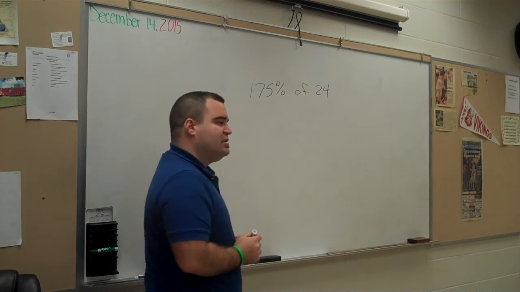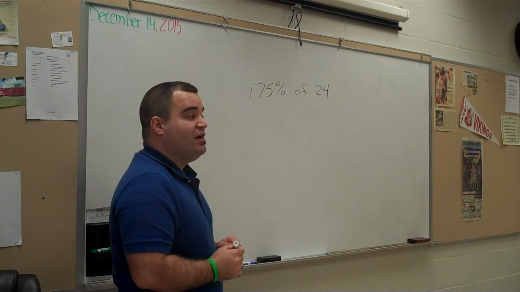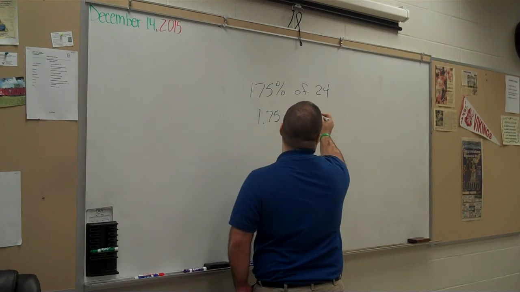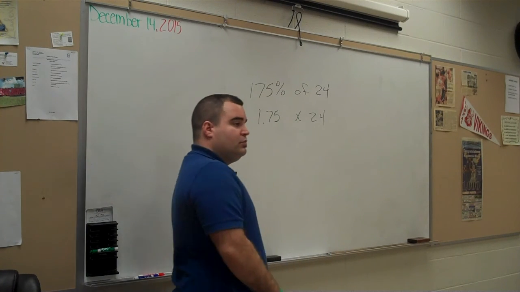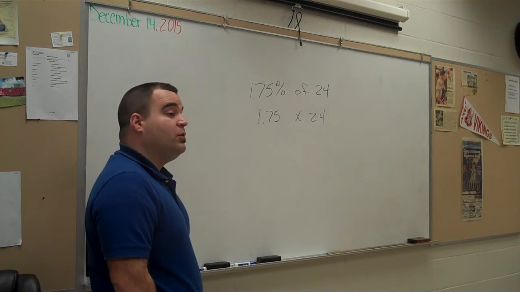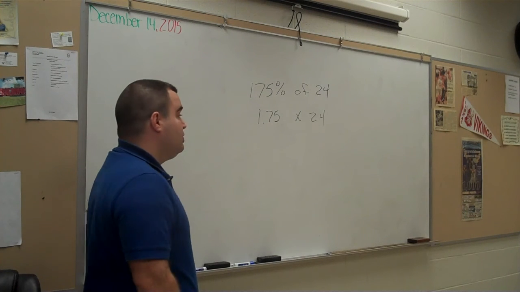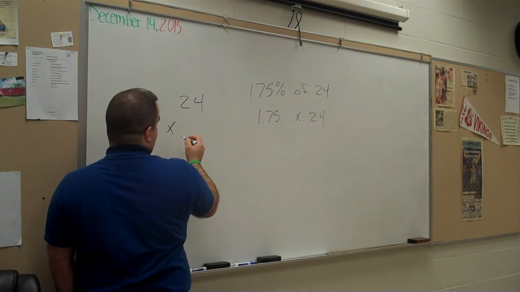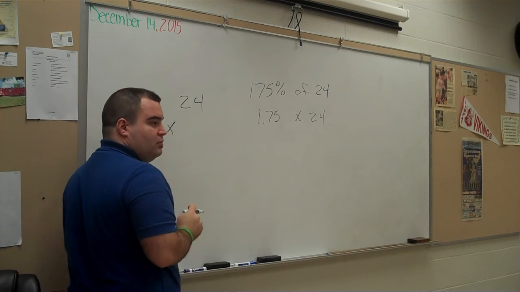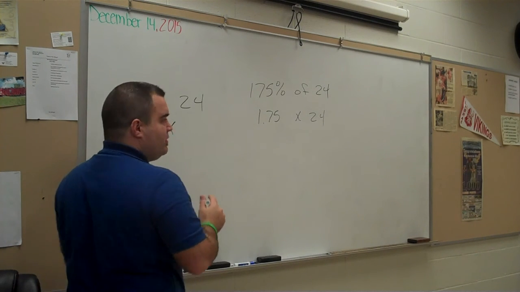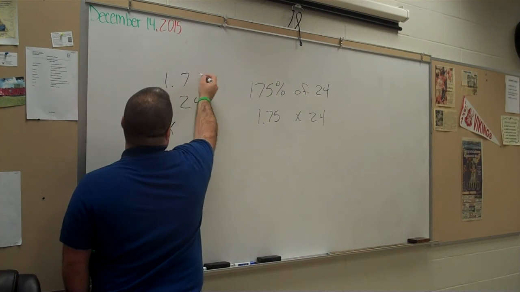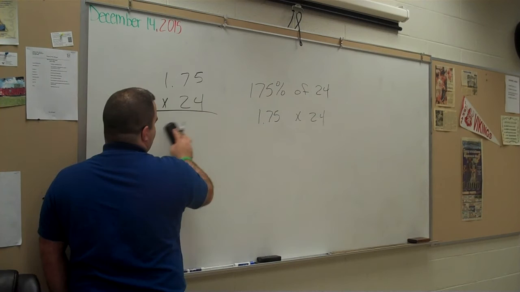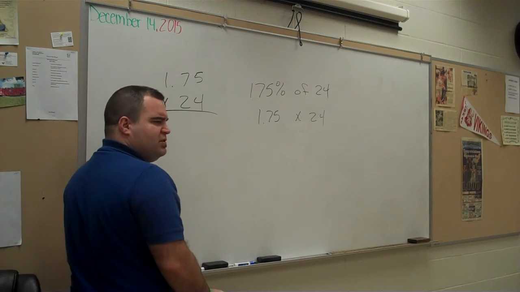175%, turn that into a decimal. 1.75 times 24. Now I got to write these in a weird order. Why am I writing the 1.75 up top? It gets bigger. Yeah, it's got 3 numbers. This one only has 2. Will I still get the same thing?